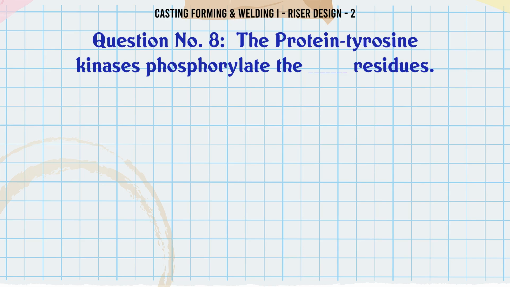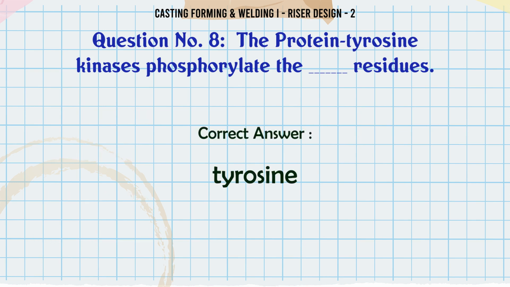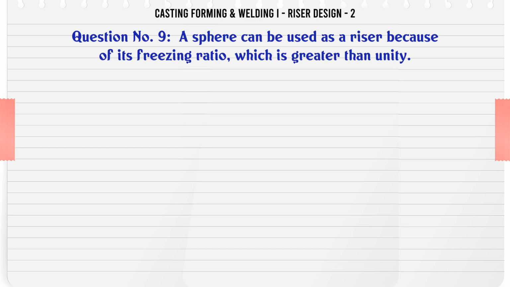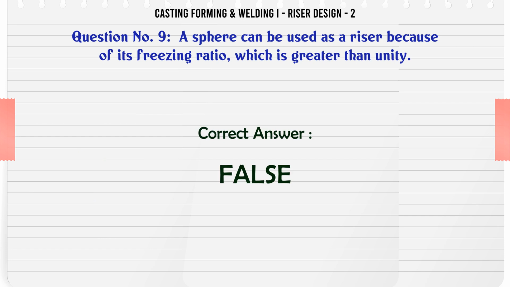The protein-tyrosine kinases phosphorylate the residues. A. Adenine. B. Cytosine. C. Tyrosine. D. Chymosin. The correct answer is tyrosine. A sphere can be used as a riser because of its freezing ratio, which is greater than unity. A. True. B. False. The correct answer is false.